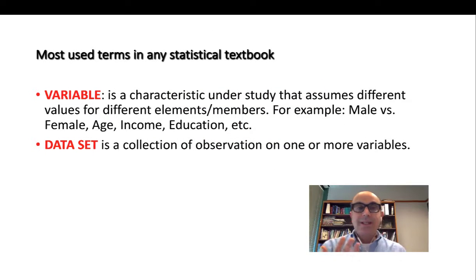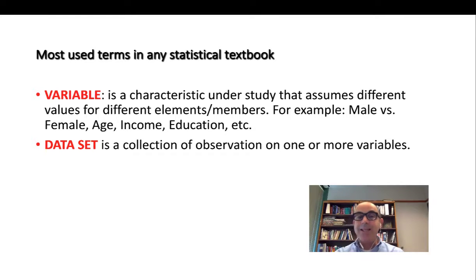The most used term in any statistical textbook, and I want you to remember that, is the idea of a variable. Example: male versus female, age, income, education. Those are variables that we like to use in order to see if there is a difference between male and female, age or income, or education versus income. Those are the variables that we like to collect in order to do that.